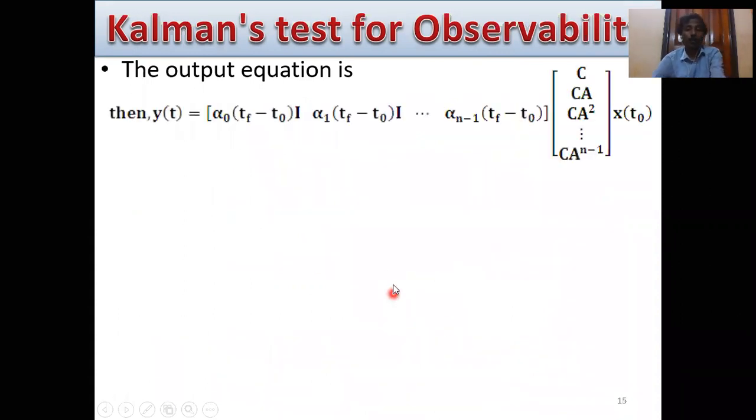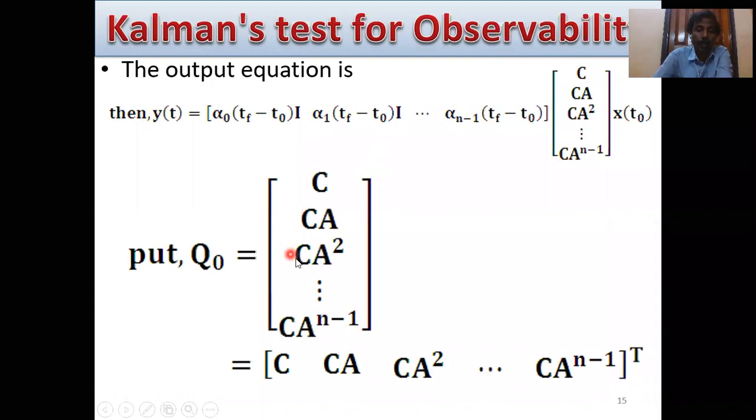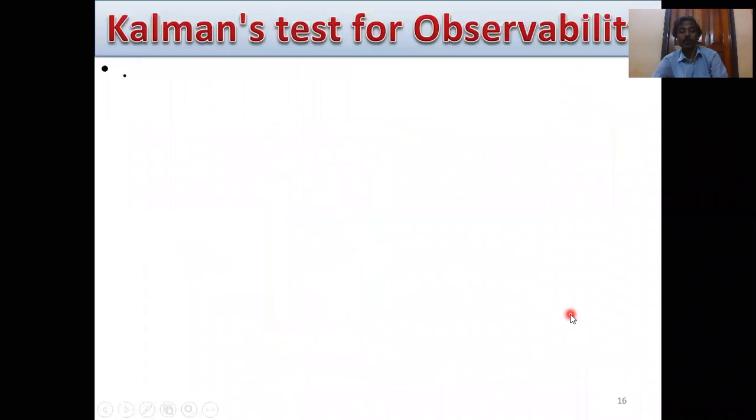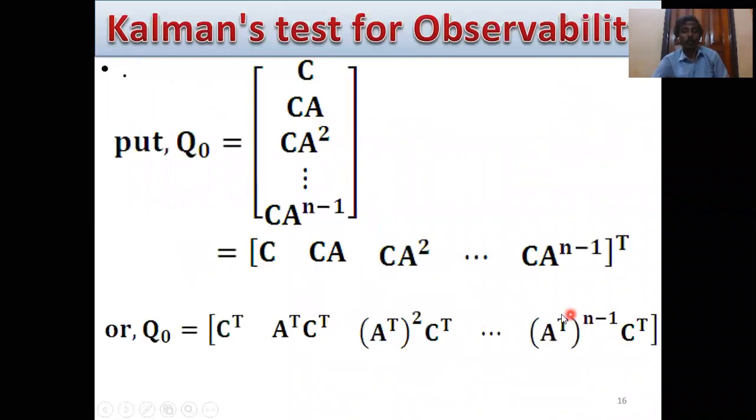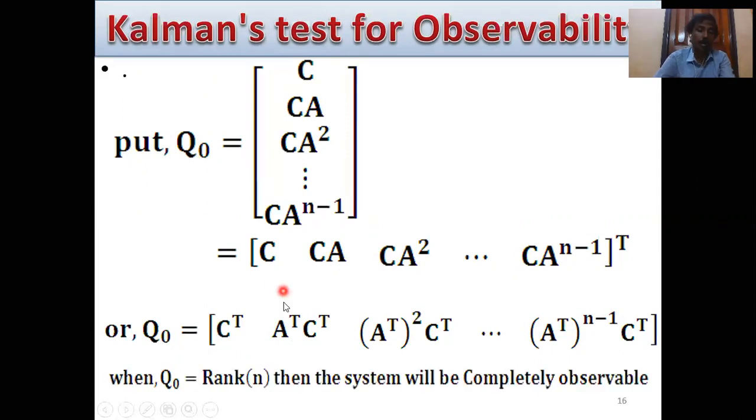Then the matrix Q0 equals the column C, CA, CA squared, up to CA to the power n minus 1, whole transpose, which is equivalent to C transpose, A transpose C transpose, A transpose squared C transpose, up to A transpose to the power n minus 1 C transpose. So this is the Q0 matrix, or observability matrix.